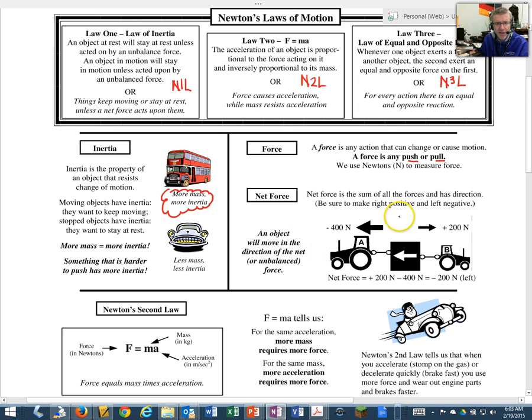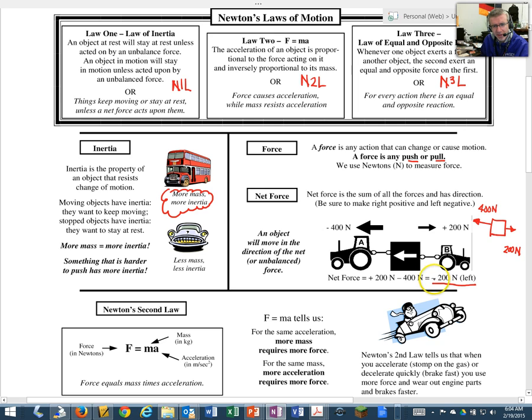Net force, when you want to find out what the leftover force is on an object, this is kind of a crazy drawing with tractors and things, but if you want to draw just a little box and say that there's 400 newtons to the left and 200 newtons to the right, a little bit smaller arrow, right? Then I think you can see that the resultant force, the net force, is going to be 200 newtons to the left. You would subtract those two, and then the resultant force is in the direction of the larger force.